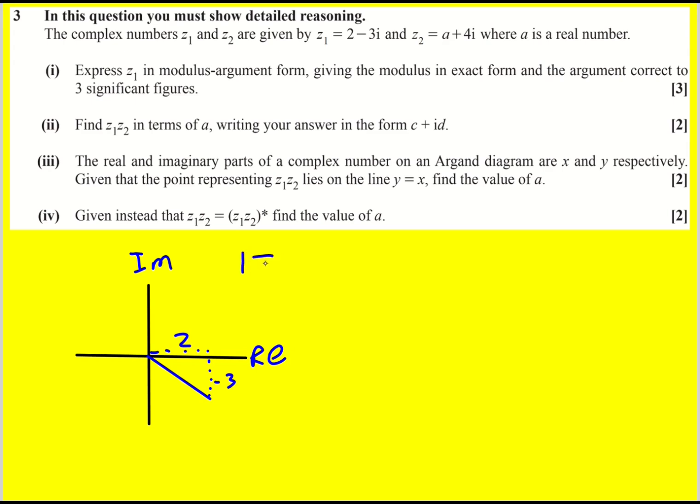So for my modulus of Z1, it's just the length of that line. And I can use Pythagoras: 2 squared plus 3 squared, you can ignore the minus, square rooted, 4 plus 9, root 13. That's my modulus. And then the argument, well, let's find theta.